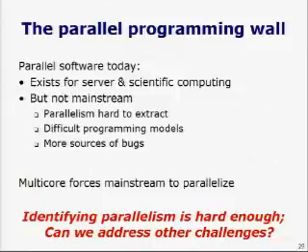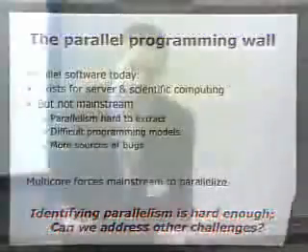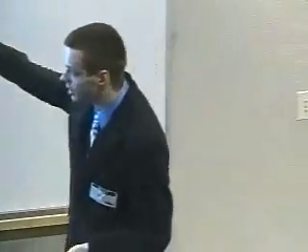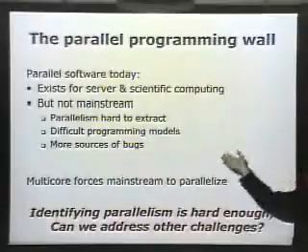So the first one is this parallel programming wall. There is parallel software today, but there are very limited domains in which we bother to parallelize because parallelism is hard to extract. There are these really complicated programming models for how we write parallel code, and there are new sources of bugs that don't exist in sequential programs. And so, my claim is that identifying parallelism is hard. Can we do something to get rid of all these other concerns and make it so that the programmer's only task is to, in fact, identify the parallelism in some algorithm? Okay? So I'd like to zoom in on one of these challenges, this difficult programming models challenge.